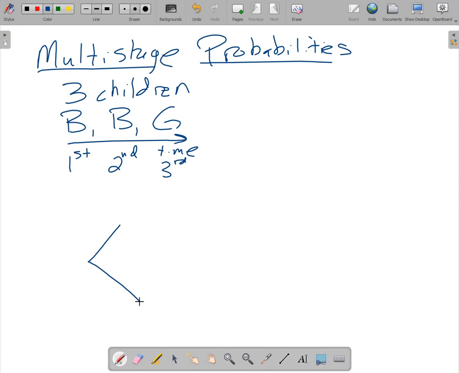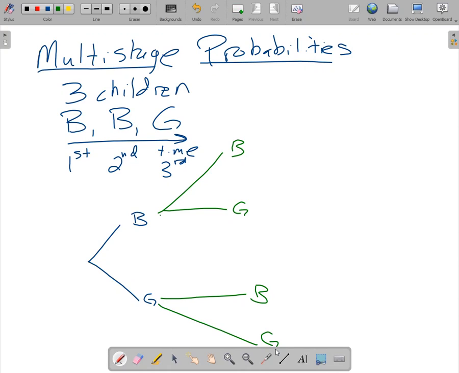So the first part of my tree branches off twice because there's only 2 options. Our spinner, remember, had 3 options. Either the first child is going to be a boy or the first child is going to be a girl. And then each of these is going to need to branch. I'm going to switch colors for this branch. So for the second child, if they had a boy, they could follow that with another boy or a girl. And similarly down here, this first girl could be followed by a boy or another girl.